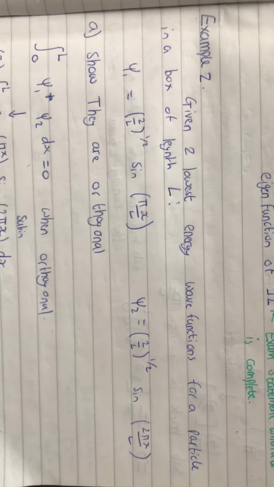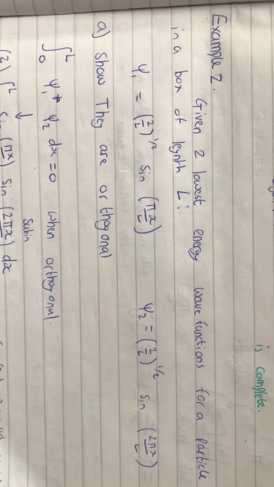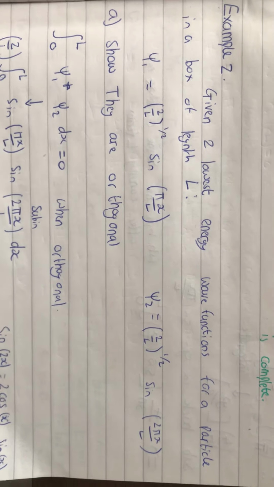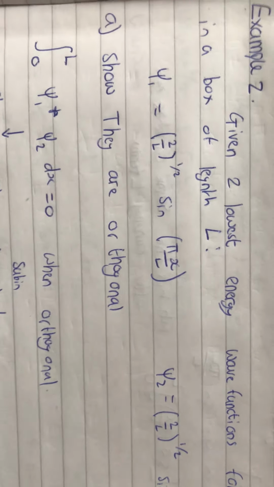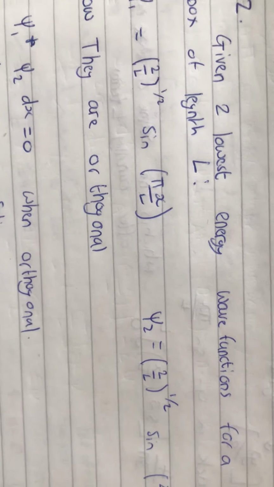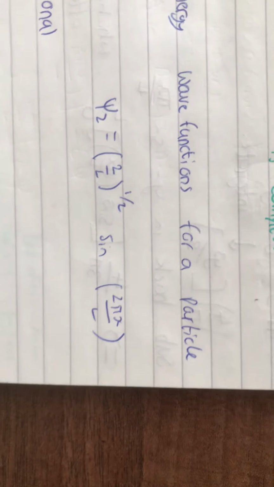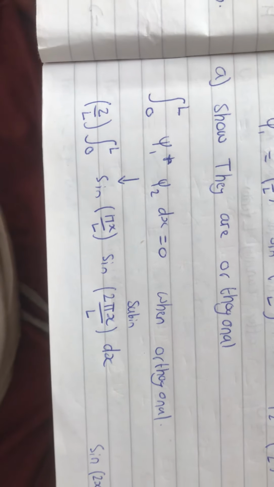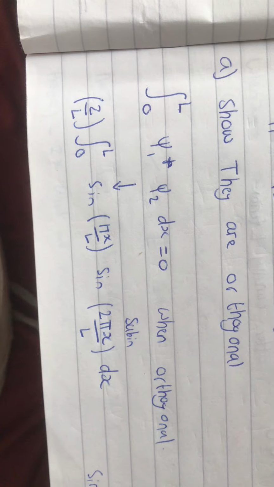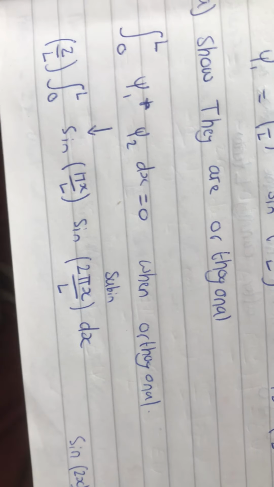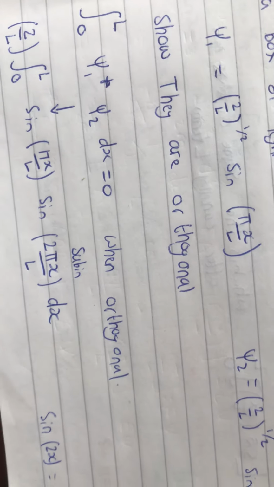A second example, we're going to be looking at another particle in a box of length L. We're given the two lowest energy wave functions, the first and second wave function, which are this and this, not much difference, in fact completely the same, apart from there's a 2 in front of the pi there. We need to show that they're orthogonal, and to show that we need to do wave function 1 multiplied by wave function 2, and that needs to equal 0 when they're orthogonal.